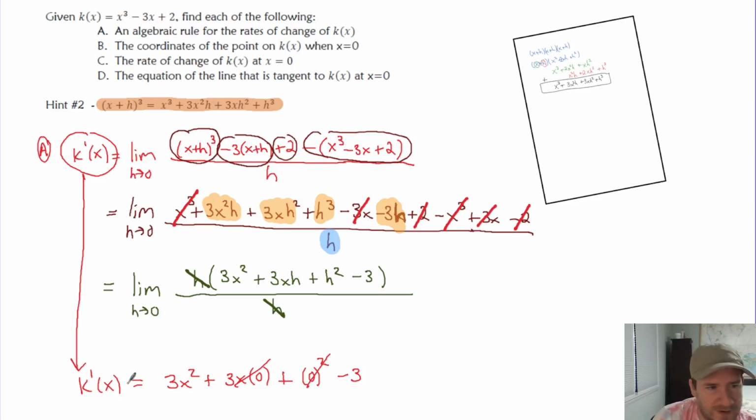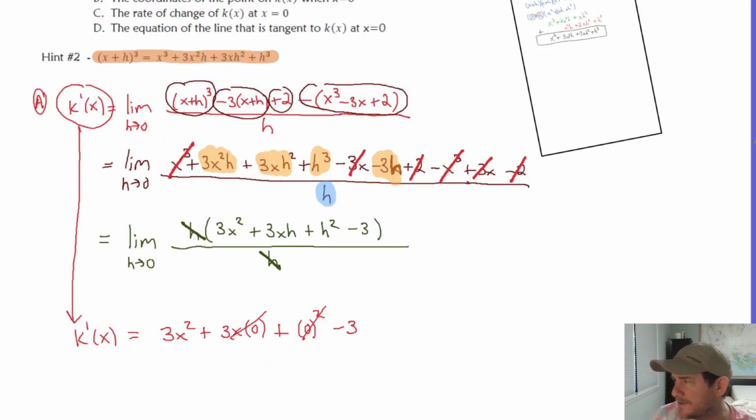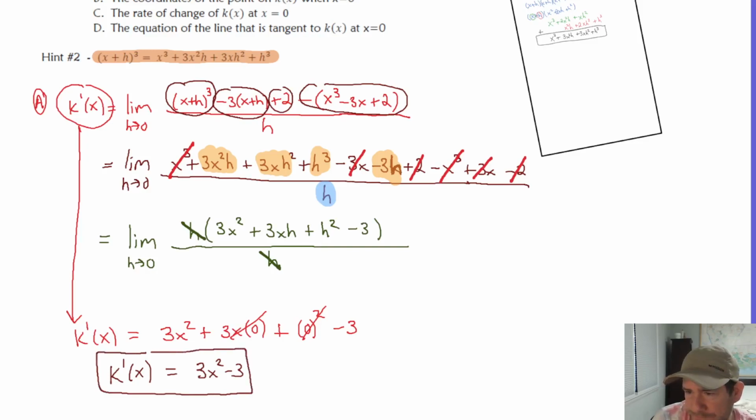And we see, I'm kind of running out of room here. So we see that our final answer here is that our derivative k prime of x is 3x squared minus 3. And I'll put a box around it. Alright, that took up a lot of space for us, but that's okay.